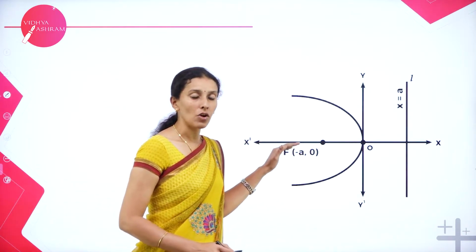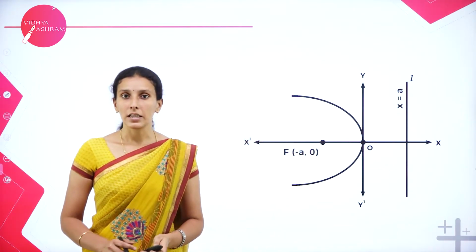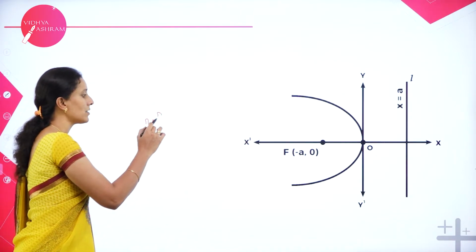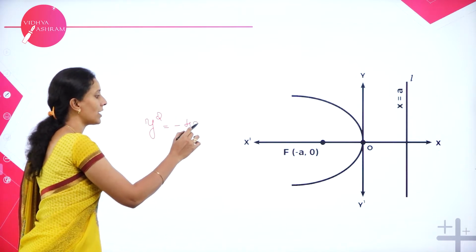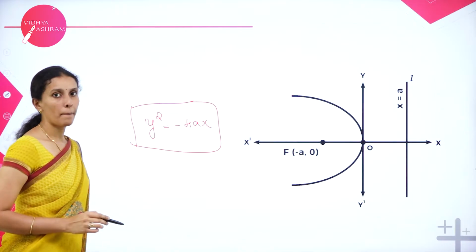Whenever the focus is on the negative side of the x-axis, obviously it is understood the directrix will lie on the positive side of the x-axis. So therefore the directrix has the equation x is equal to a. So here the standard equation of the parabola is y square is equal to minus 4ax. Minus indicates it is the left-handed parabola.